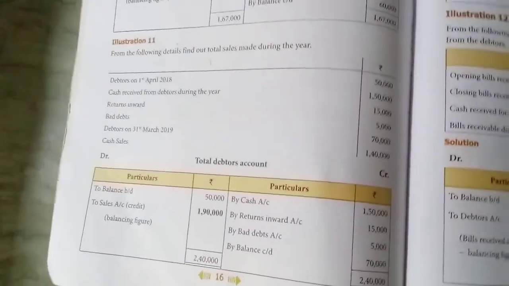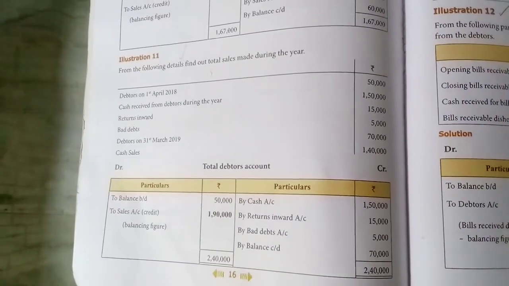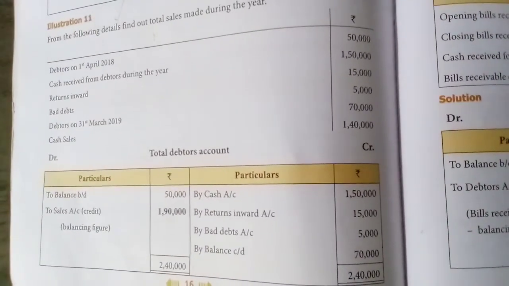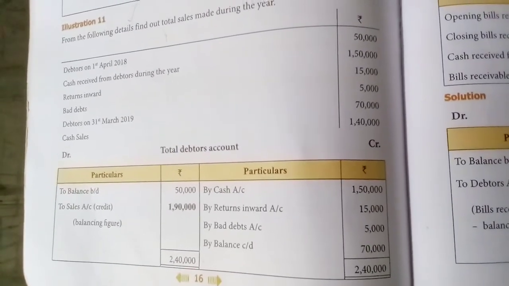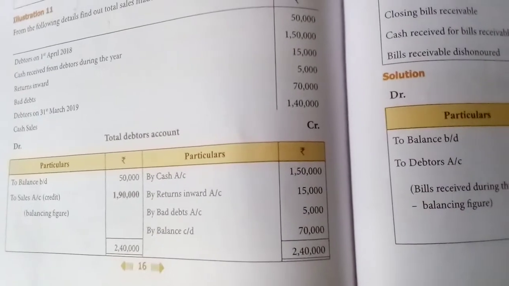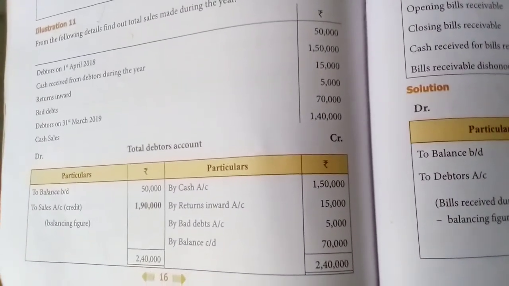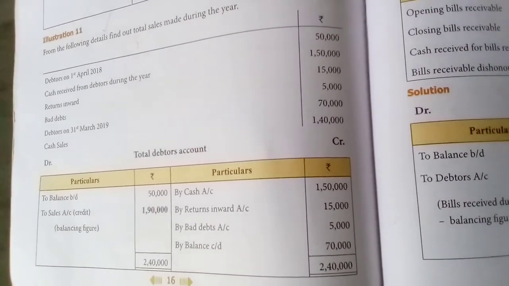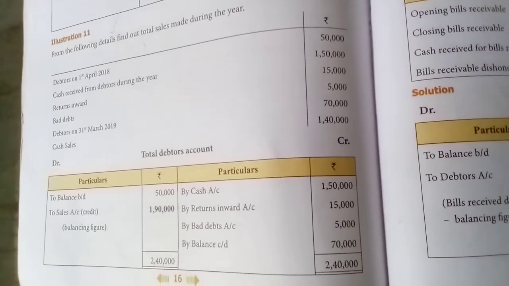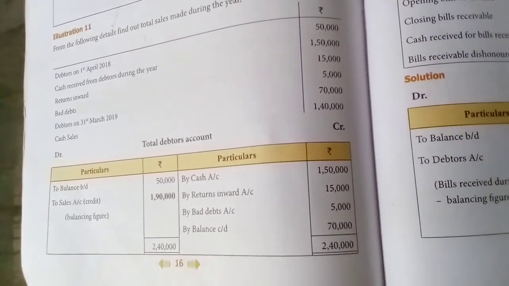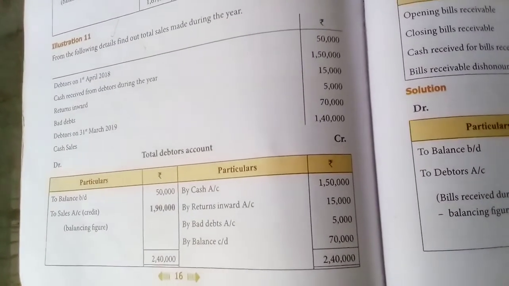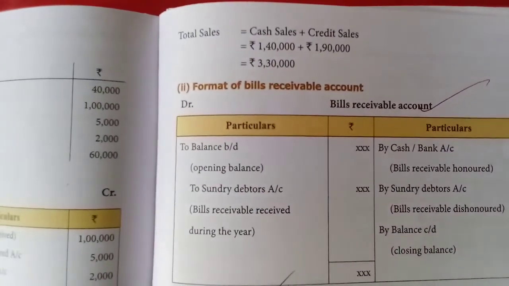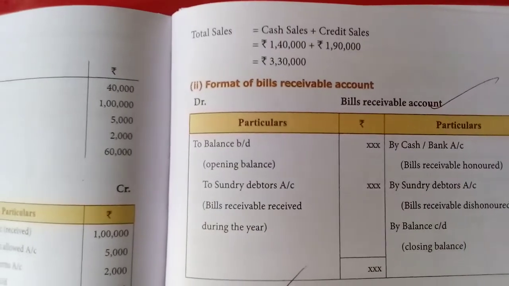Okay, problem. From the following details find out total sales made during the year. Debtors opening given, cash received given, returns inward, bad debts, closing debtors, then cash sales. You see how it is done. Okay, same as what we have done. To balance brought down, then credit side by cash account, by returns inward account, by bad debts account, by balance carried down, then total 2,40,000. Here also write 2,40,000. Then from the opening if we deduct, we will get 1,90,000. Then we have to write like this: total sales is equal to cash sales plus credit sales. Okay, that is the one.